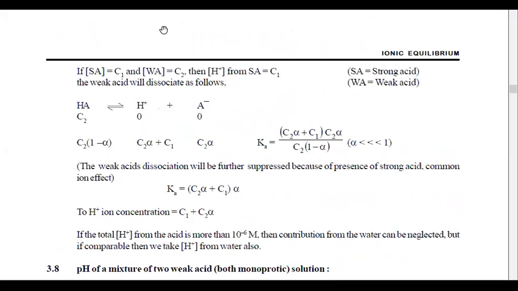So initially it will be C2 from this acid, giving H plus and A minus. Now we will have a strong acid, which is C1, and a weak acid, which is C2. So C2 will dissociate: it will be C2 (1 minus alpha), C2 alpha, C2 alpha. But this H plus will also be there because of the strong acid, so C1. Got it? So this is your equilibrium concentration. Yes or no?